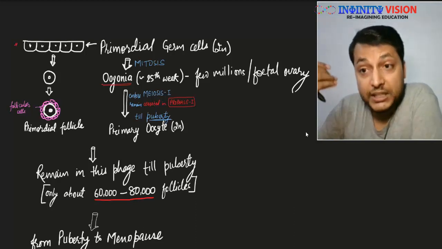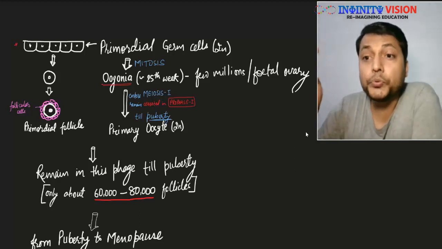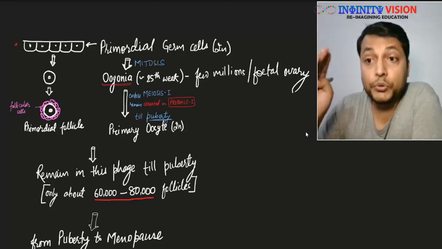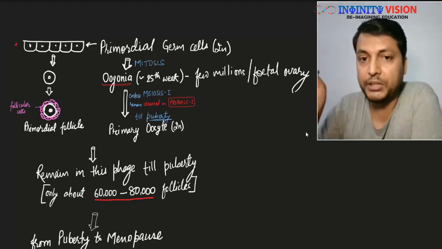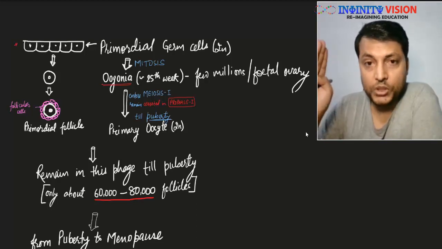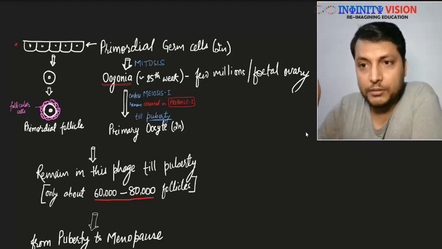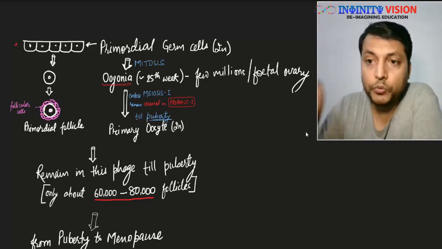Now, how many such oogonia are formed? Approximately around 1 to 2 million. 1 to 2 million oogonia are formed in each fetal ovary. You can say that 1 to 2 million oogonia per ovary are produced in the fetal condition. If we look at this number in terms of lakh, we can say about 10 to 20 lakh oogonia are produced in each ovary.